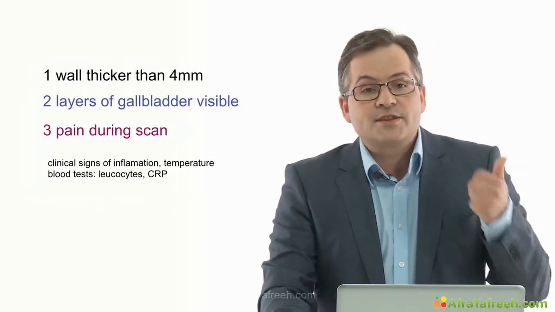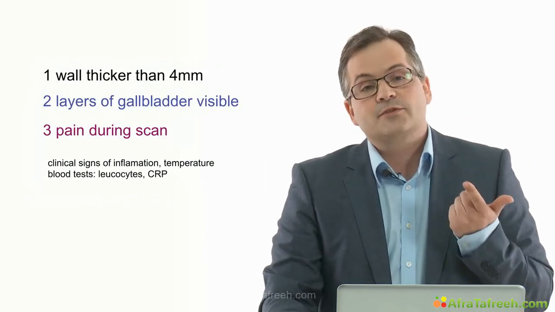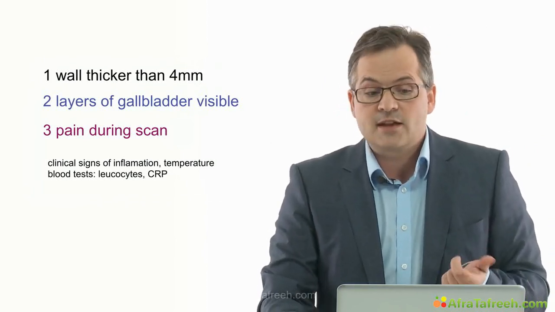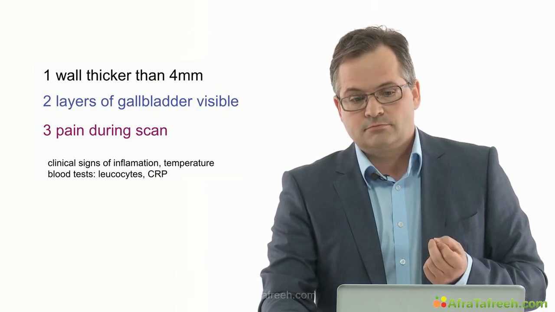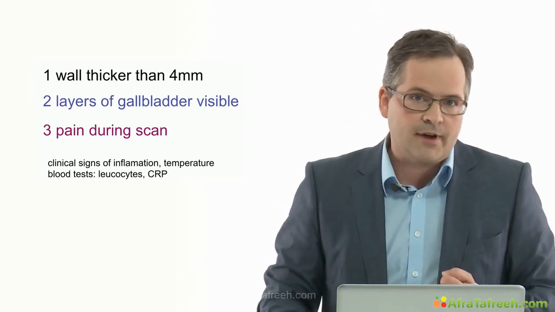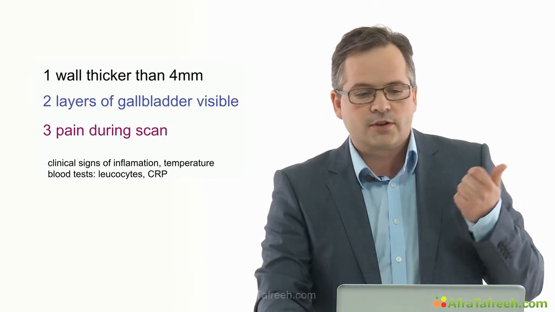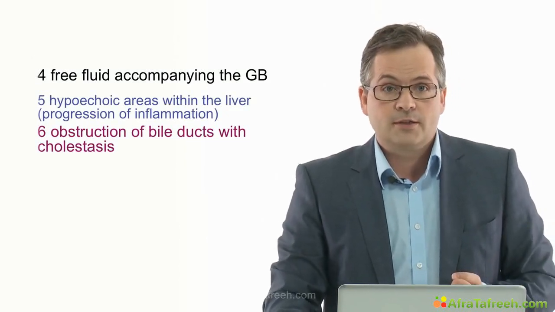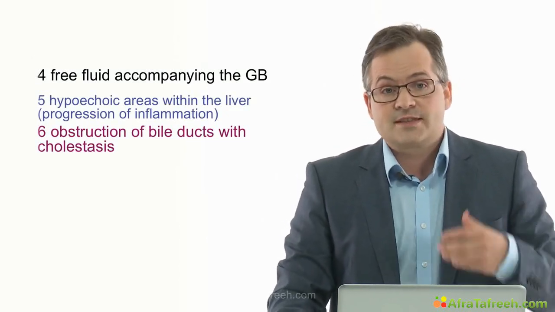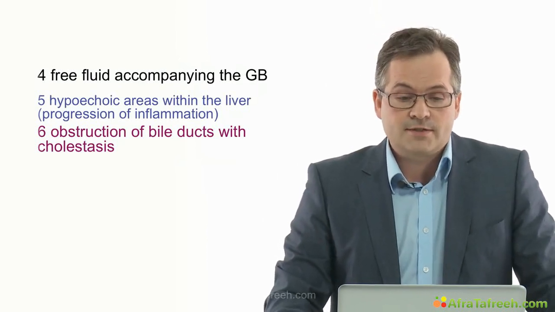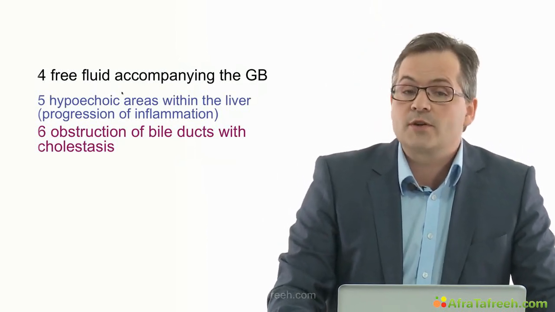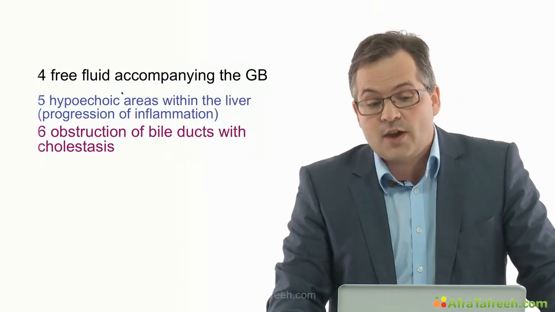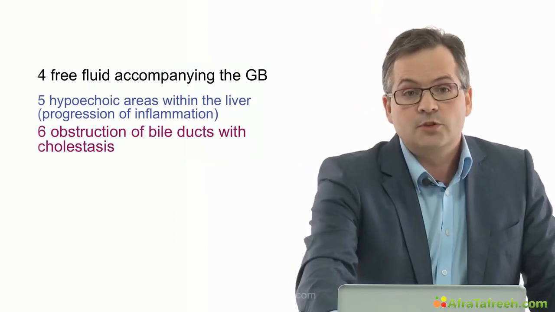So, we'll summarize the findings. The wall is thicker than 4 millimeters, layers of the gallbladder are visible, and there is pain during the scan. Of course, there are other clinical findings like temperature and blood tests, but these are the sonographic findings. If we see free fluid around the gallbladder, we know that the infection process has exceeded to the other organs. We also can see hypoechoic areas within the liver and maybe an obstruction of bile ducts due to the gallstone.